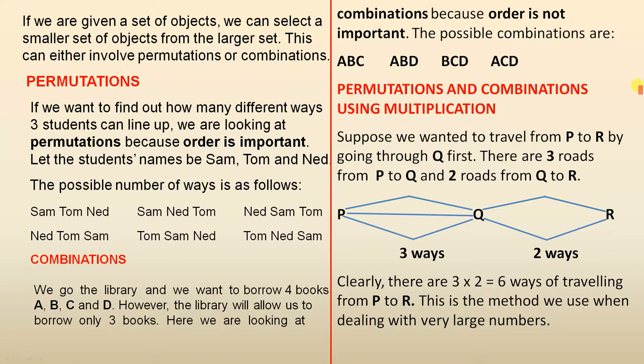Permutations and combinations using multiplication. Suppose we want to travel from P to R by going through Q first. There are 3 roads from P to Q and 2 roads from Q to R. So here are 3 roads and here are 2 roads. Clearly, there are 3 times 2 equals 6 ways of travelling from P to R. This is the method we use when dealing with very large numbers. So 3 by 2 equals 6.